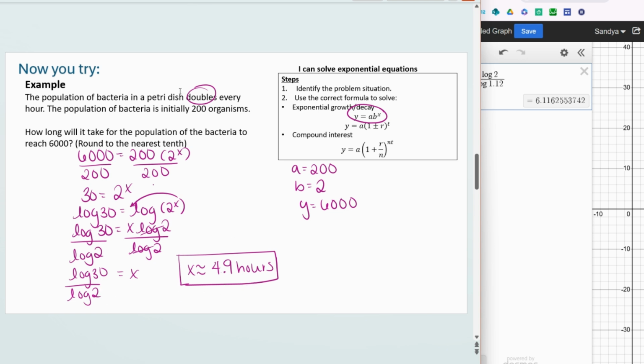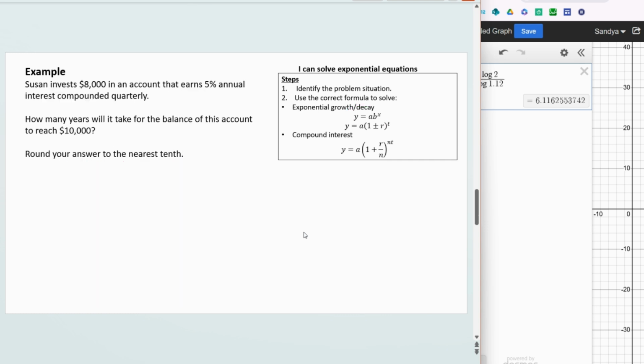And so that makes sense. If it's doubling every hour, it's probably going to take about 4.9 hours to get from 200 to 6,000. So now let's try this example. It says Susan invests $8,000 in an account that earns 5% annual interest compounded quarterly. How many years will it take for the balance of the account to reach 10,000?